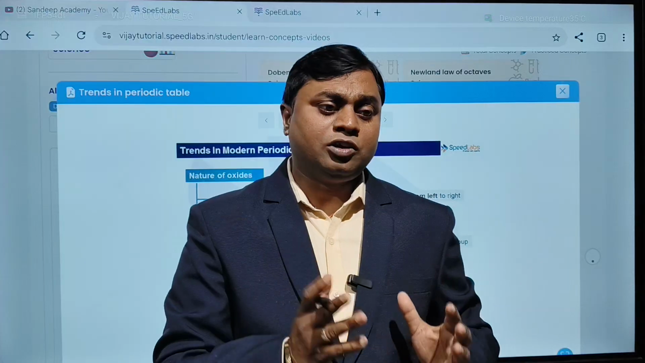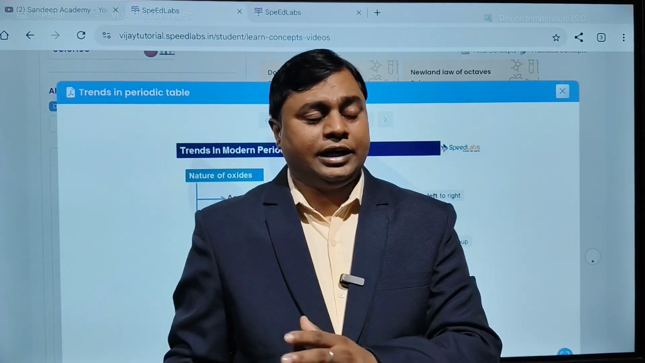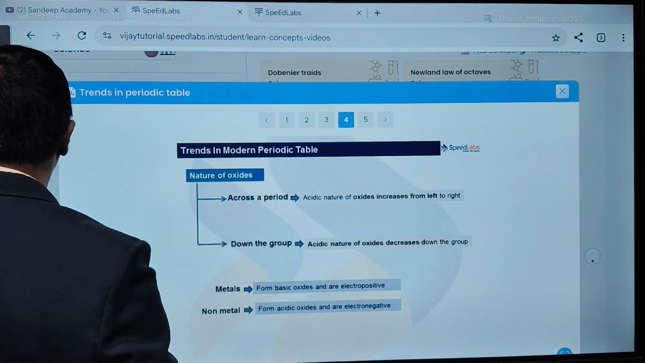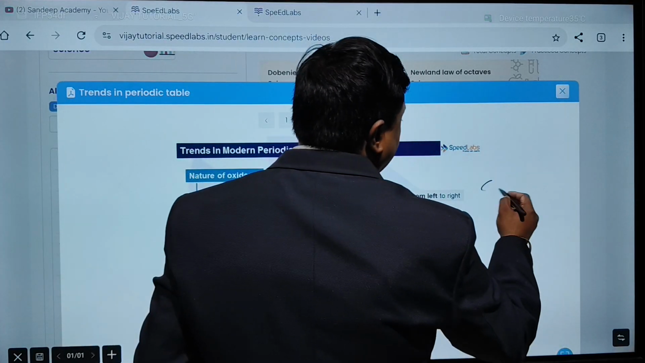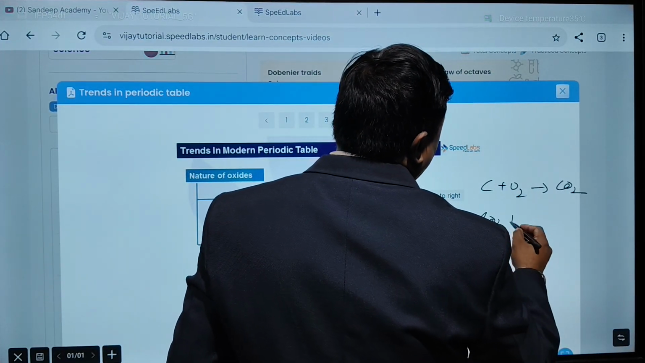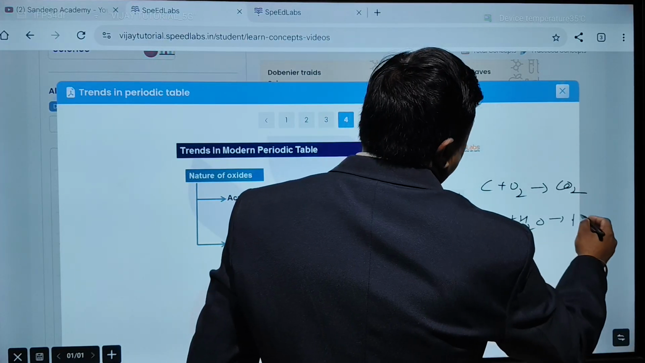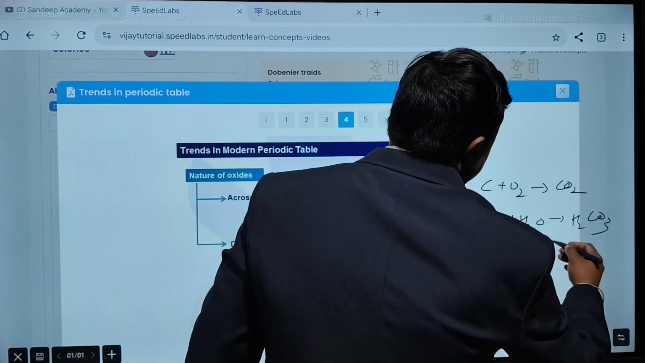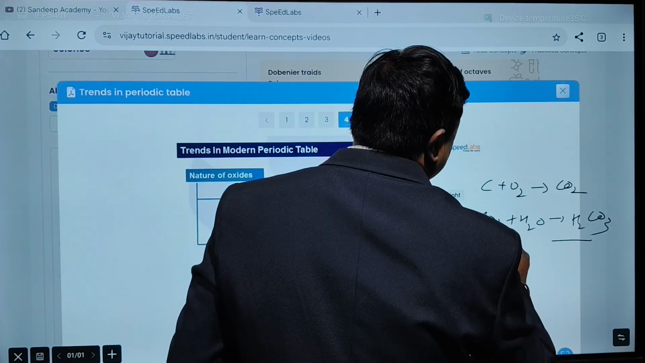Similarly, a non-metal reacts with oxygen and gives you what? A non-metallic oxide. For example, C plus O2: C is a non-metal and gives you CO2. Now CO2 reacts with water and forms an acid, H2CO3. So that's why non-metallic oxides are acidic in nature.